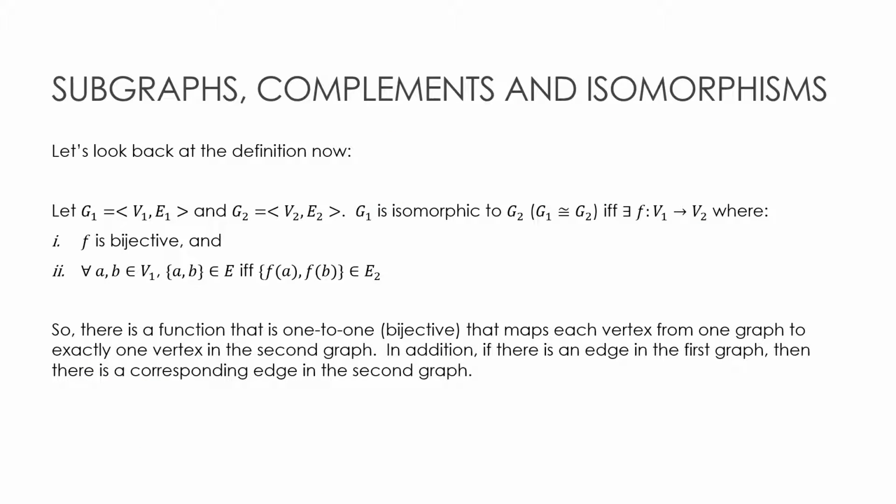Let's look back at the mathy definition now that we've looked at an example and see if we can make sense of that. Essentially, we're saying there's a function that is 1 to 1, which is why it's bijective, that maps each vertex from one graph to exactly one vertex in the second graph. And that's this guy, 1 to 1. In addition, if there is an edge in the first graph, then there is a corresponding edge in the second graph. That's this one.